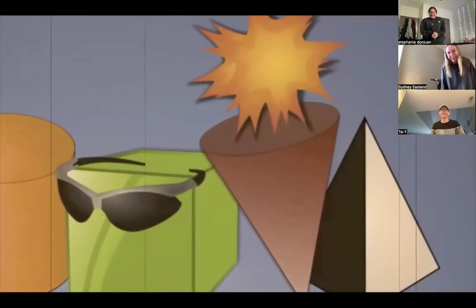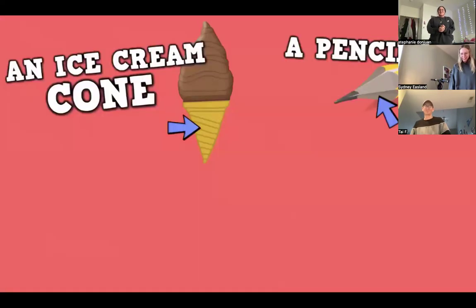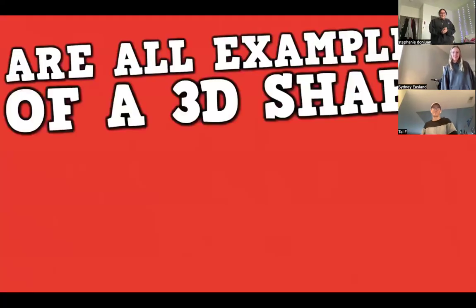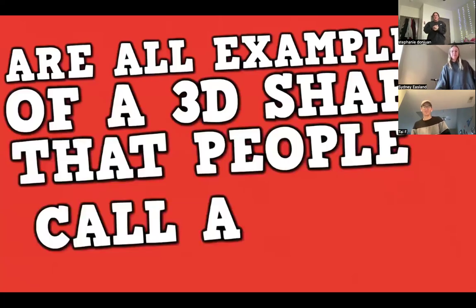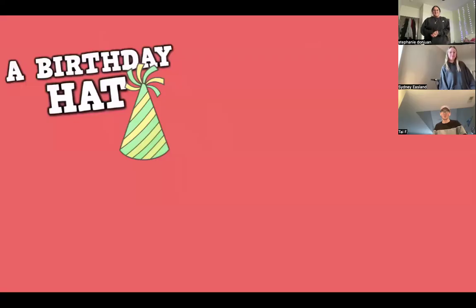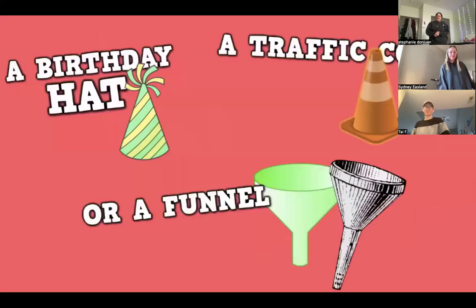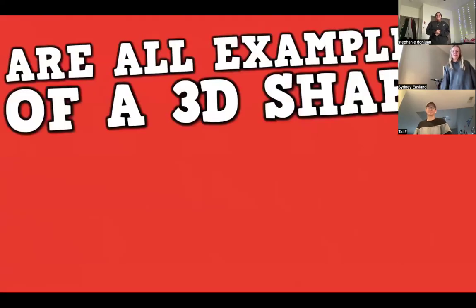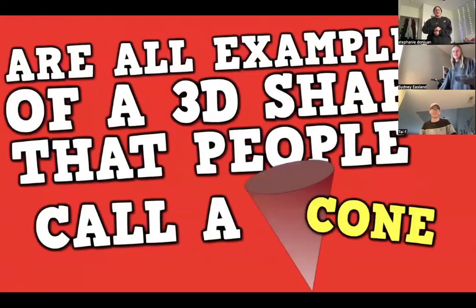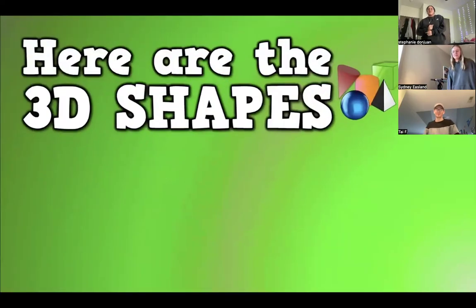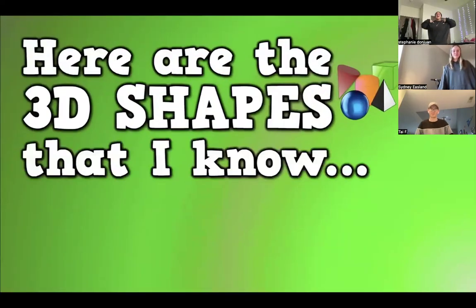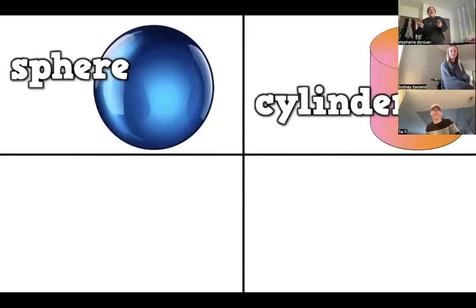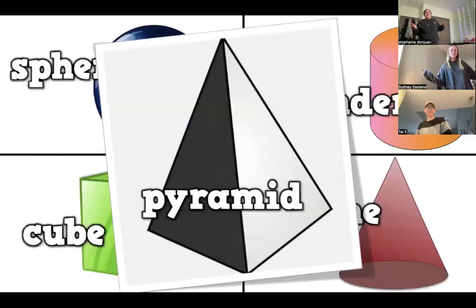An ice cream cone, a pencil tip, and a megaphone are all examples of a 3D shape that people call a cone. A birthday hat, a traffic cone, or a funnel in my home are all examples of a 3D shape that people call a cone. Here are the 3D shapes that I know. A sphere, a cylinder, a cube, and a cone.